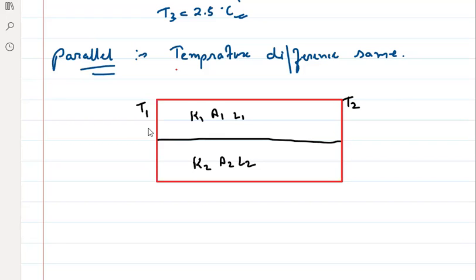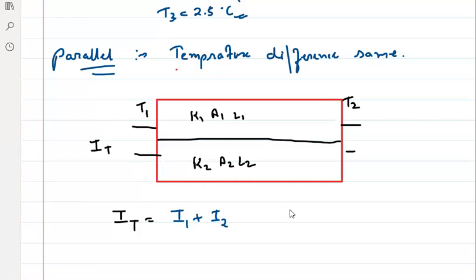Can I say that whatever heat current is entering in this and coming out of this is actually divided into two portions? Yes or no? Suppose this is IT. So can I say that this IT is divided into two parts, which is I1 plus I2? Yes or no? Makes sense? Because this total heat can be divided into two rods, which is I1 and I2.